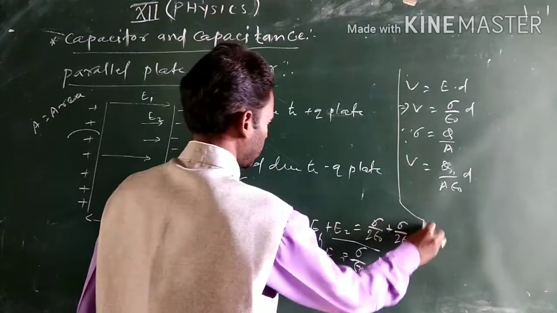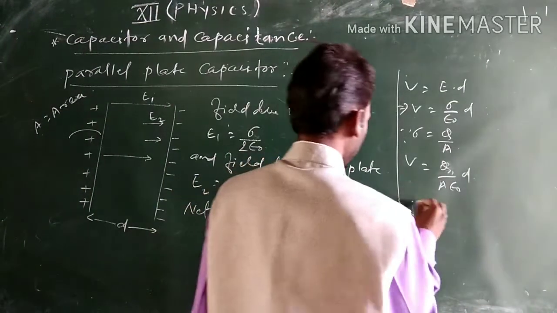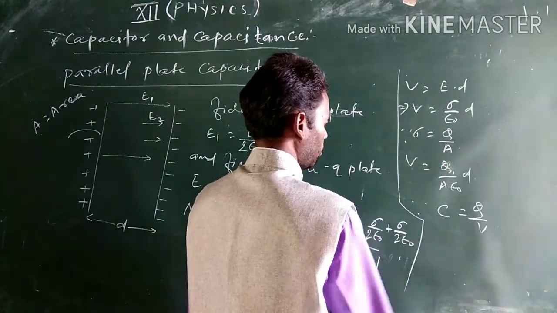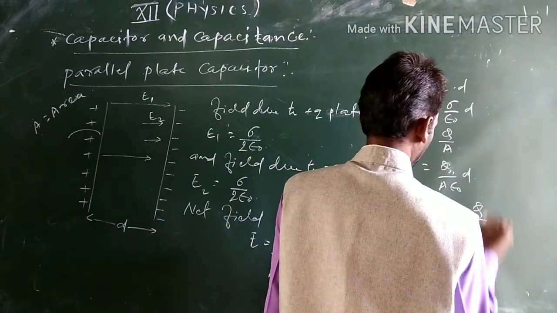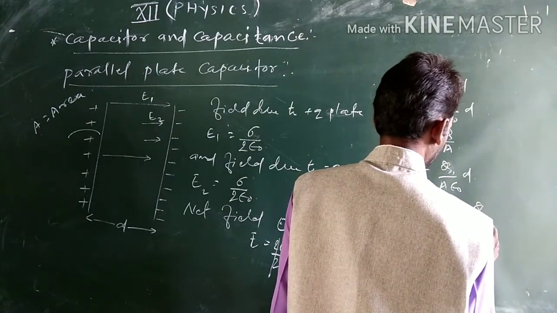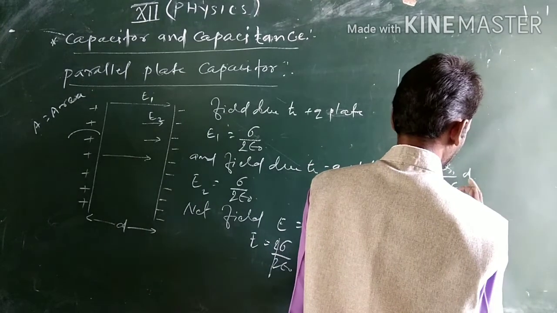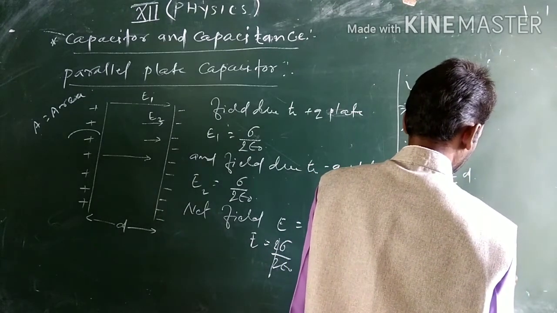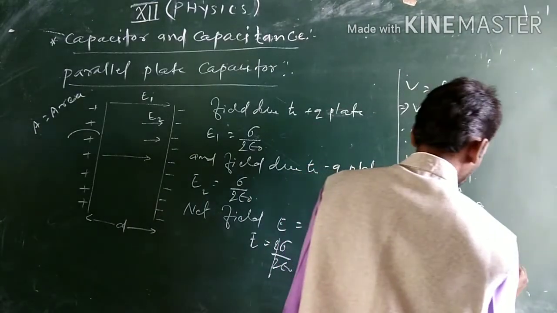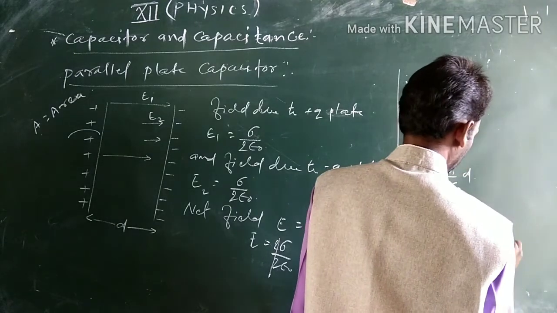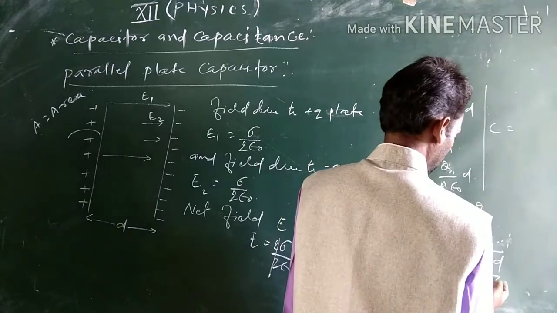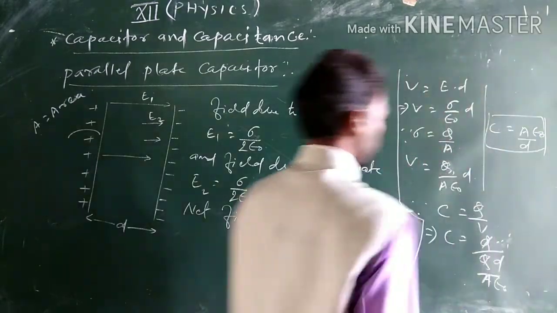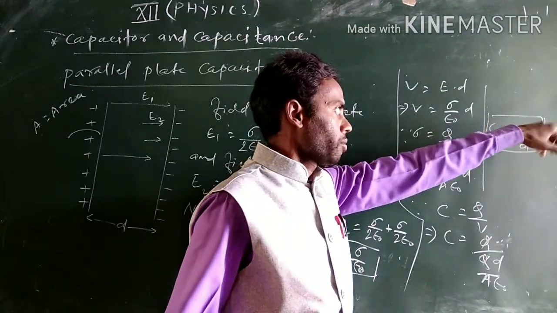Now the capacitance of this capacitor. Since capacitance is equal to Q by V, we have to put the value of V from this equation. Then our capacitance is Q divided by Q d divided by A epsilon naught. Then Q is going to cancel out. That means C is equal to A epsilon naught divided by d. Capacitance C is equal to A epsilon naught divided by d.